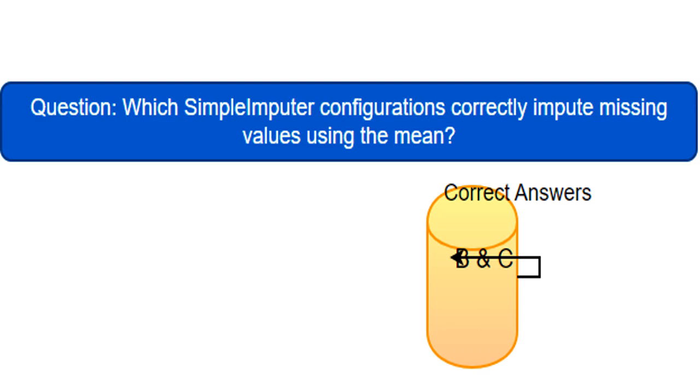I'm introducing the core concept. We'll use Sklearn's SimpleImputer to fix missing numbers in our data.